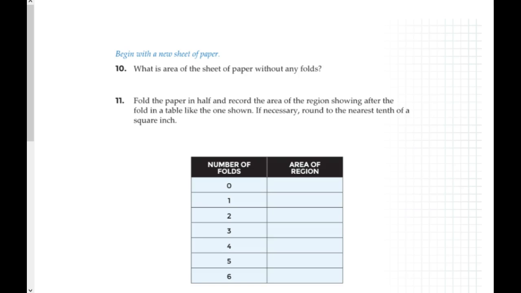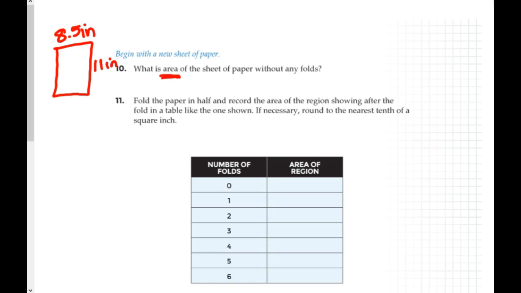What is the area of the sheet of a paper without any folds? Now, do y'all know what the dimensions of a piece of paper are? No? Well, Mrs. Marrero, do you know what the dimensions of a piece of paper are? 8.5 by 11, that's true. Y'all heard that before? 8.5 by 11? And those are in miles, right? No, they're inches. 8.5 inches, 11 inches.